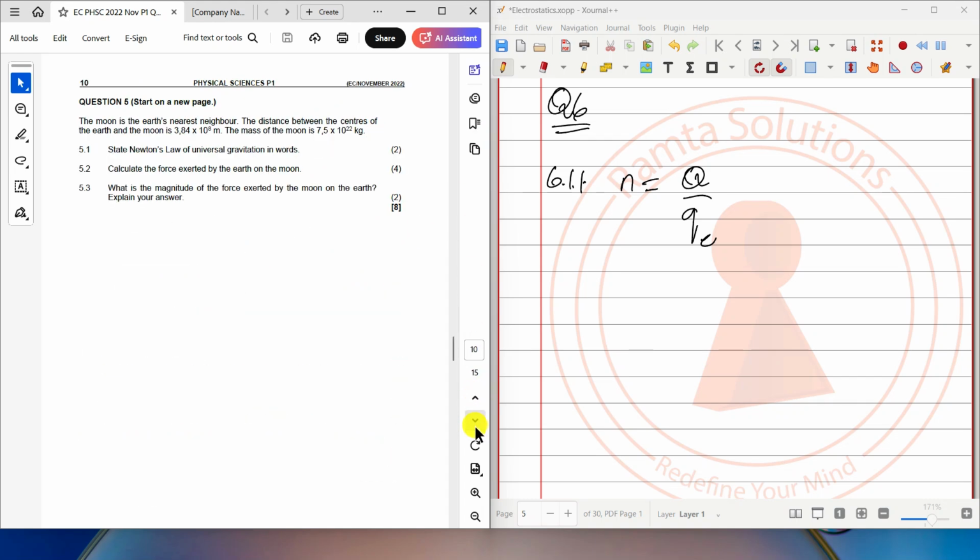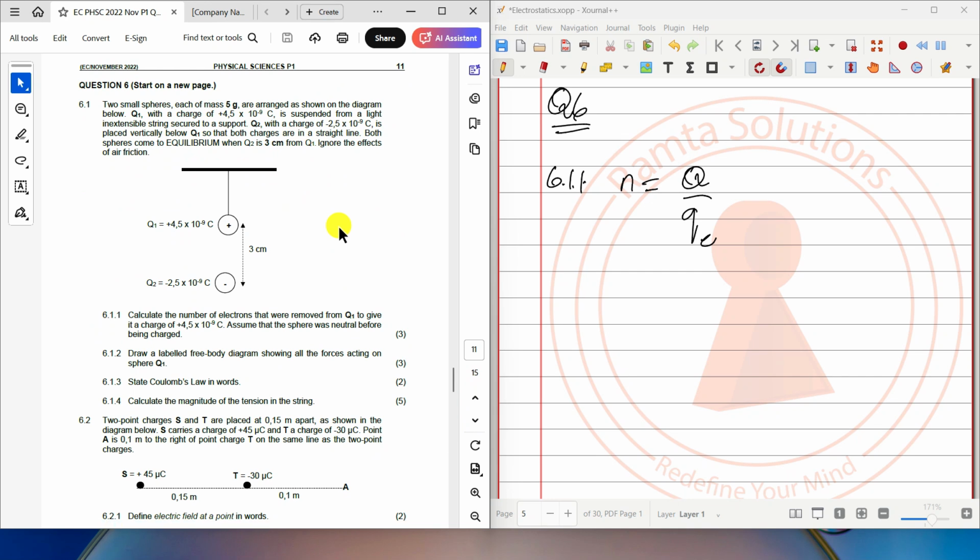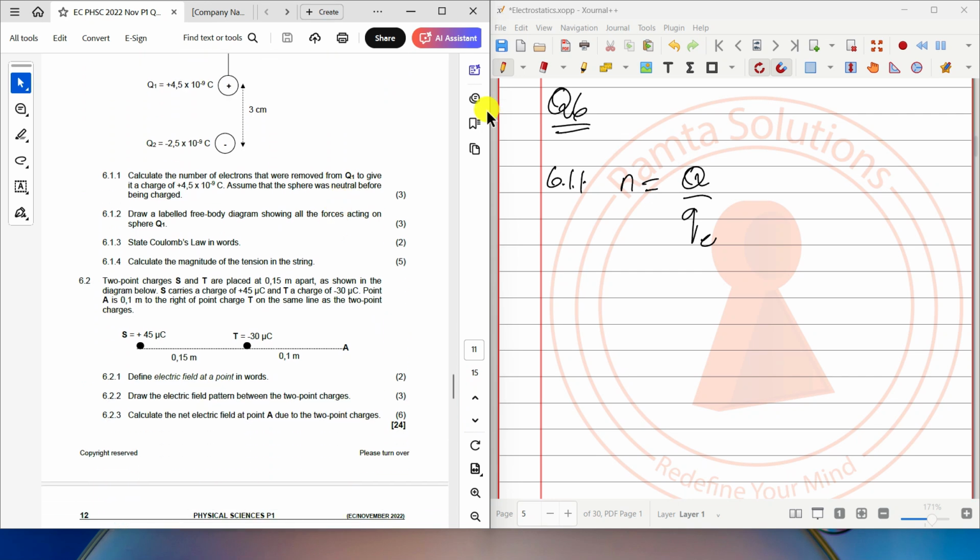Okay. Before I proceed, remember, it's important that for 1 mark, we spend a minute. So in this question, we need to spend about 24 minutes at most. Okay. All right. Let's answer the questions now. So the charge of the sphere was 4.5 times 10 to the negative 9 coulombs, and the charge of an electron is 1.6 times 10 to the negative 19 coulombs.